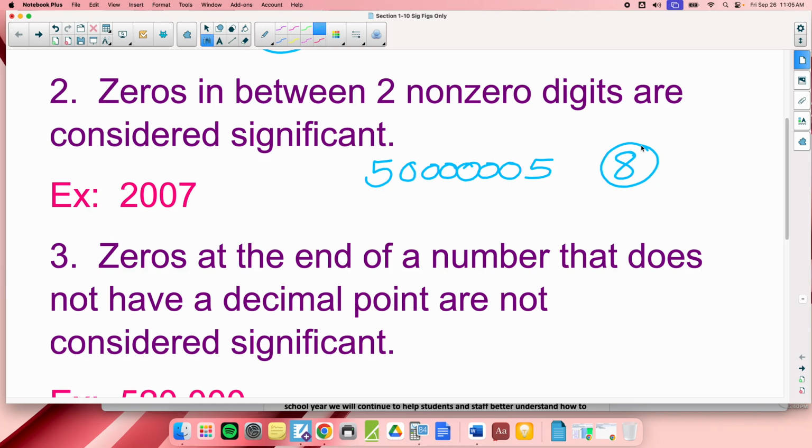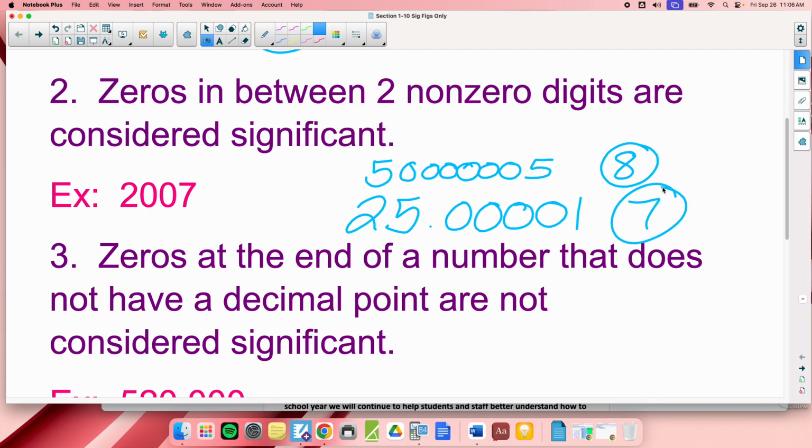So any amount of zeros that you have between two non-zero numbers are significant. Even if I gave you this, okay? These zeros are between two numbers that are not zero, so we count them, okay? So this would have 1, 2, 3, 4, 5, 6, 7.